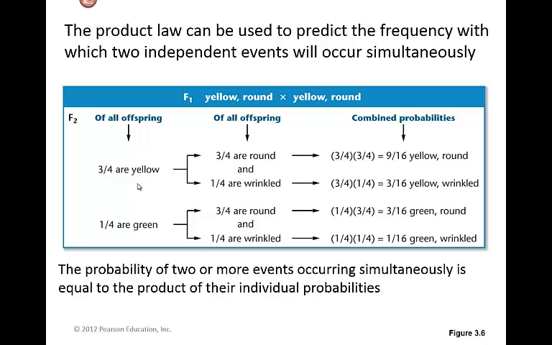To calculate how many would be yellow and wrinkled, again, you simply multiply those two numbers together. 3/4 chance times 1/4 chance means 3 out of 16 would be yellow and wrinkled, and then so on for the green and round, green and wrinkled. The probability of these two or more events occurring simultaneously is equal to the product of their individual probabilities.